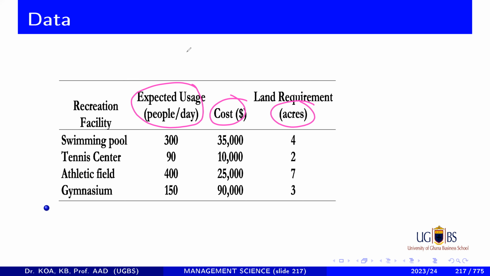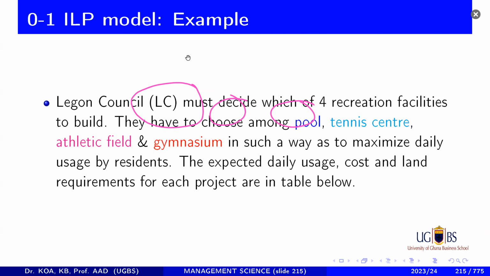Now, what are the decision variables here? And you have to decide what the decision variables are based on your understanding of the information that was given. What are the decision variables? You can raise a hand and tell us. Let x1 be what?